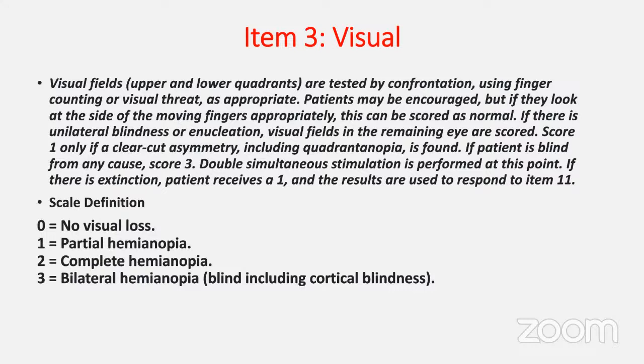Okay, here we will give 0 if no visual loss. We give 1 point for partial hemianopia or quadrantanopia, unilateral or bilateral. We give 2 points for complete hemianopia, and we will give 3 points for bilateral hemianopia or cortical blindness.